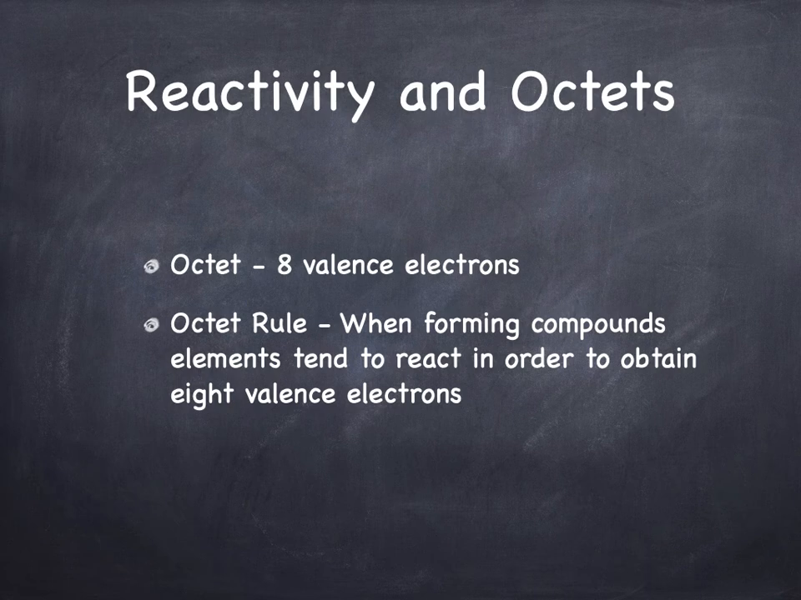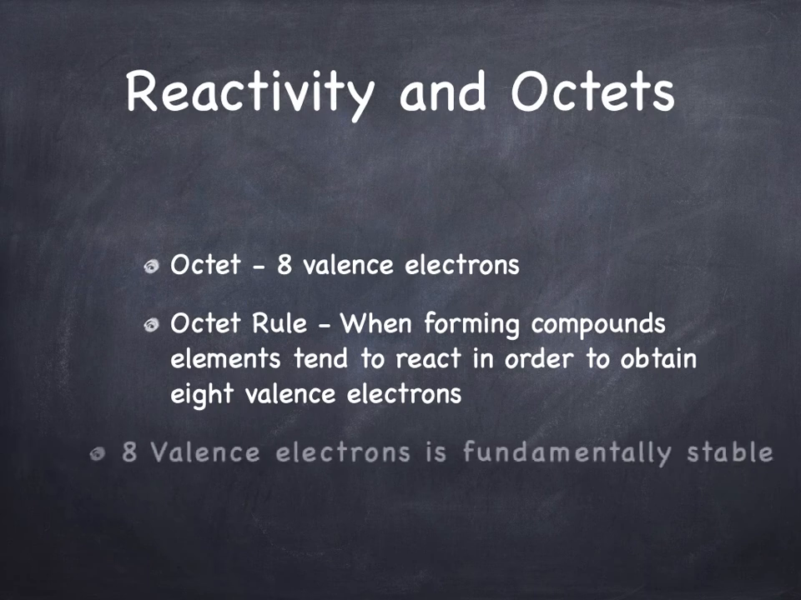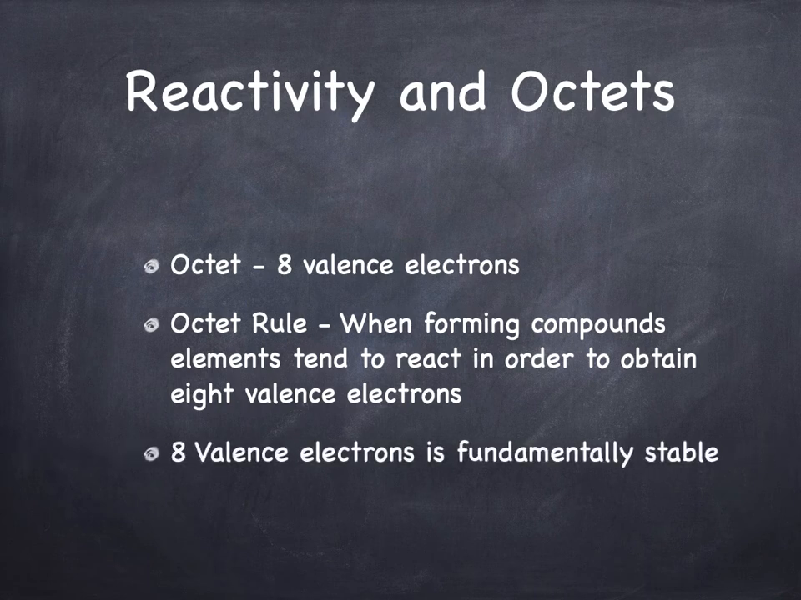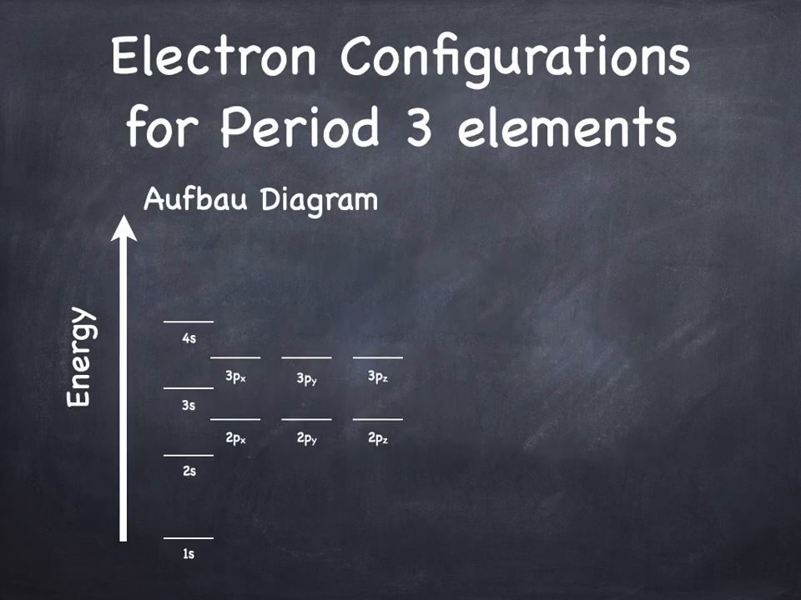As a general rule, when forming compounds, particularly representative elements are going to tend to react in order to obtain 8 valence electrons, or a noble gas electron configuration, because having 8 valence electrons is a fundamentally stable arrangement of electrons. So let's look at some electron configurations in the third period.